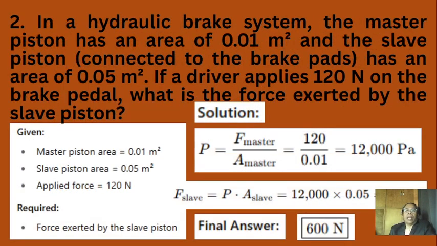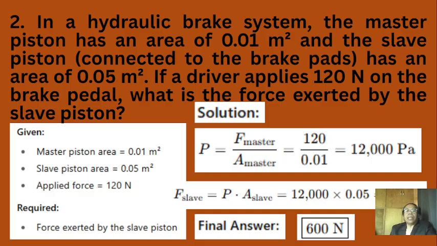Number 2. In a hydraulic brake system, the master piston has an area of 0.01 meters squared, and the slave piston connected to the brake pads has an area of 0.05 meters squared. If a driver applies 120 Newton on the brake pedal, what is the force exerted by the slave piston? Master piston area 0.01 meters squared. Slave piston area 0.05 meters squared. Applied force 120 Newton. Required: force exerted by the slave piston.